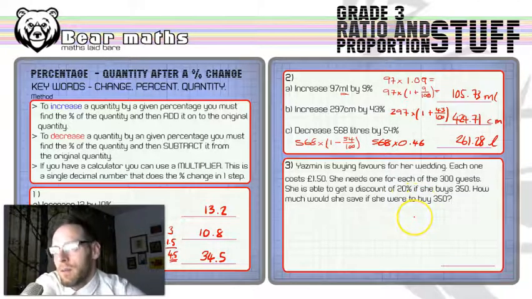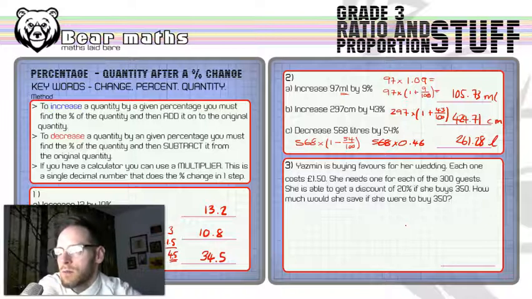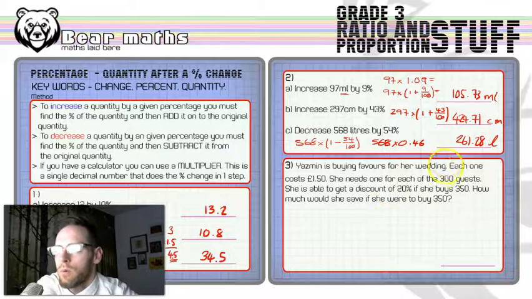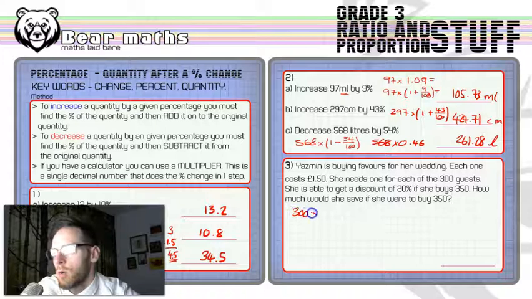So Yasmin's buying her favours for her wedding. Each one costs £1.50. She needs one for each of the 300 guests. She's able to get a discount of 20% if she buys 350. How much would she save if she were to buy the 350? So there's a little bit of thought required here. First of all, let's work out the basic price that it would be if she were to buy a favour for every one of those guests that was coming. All right, and that would be 300 multiplied by £1.50. So that's the calculation we need to do first of all.